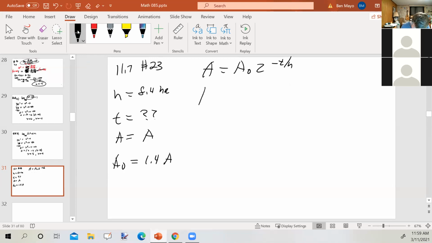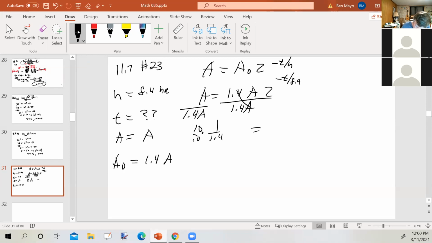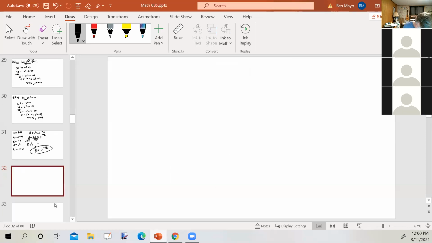So I have A equals 1.4a times 2 to the negative t over 8.4 power. I'm going to divide both sides by 1.4a. So that gives me 1 over 1.4. Multiply by 10 over 10. I get 10/14 or 5/7 equals 2 to the negative t over 8.4 power. Any questions how I got there? No. I'm going to take that and copy it on the next page.